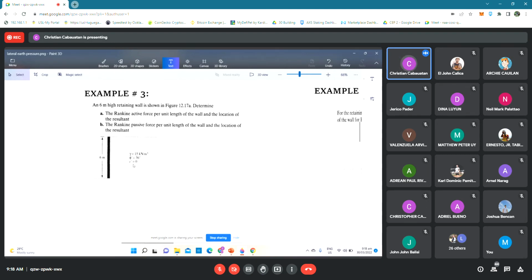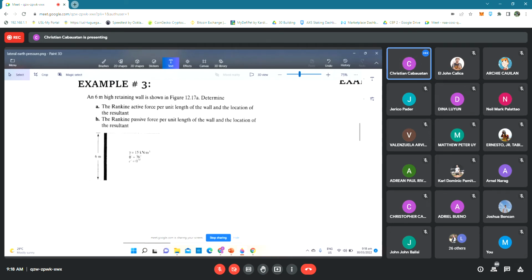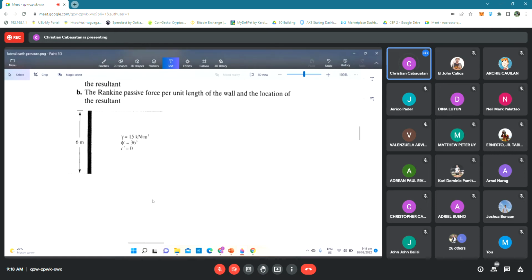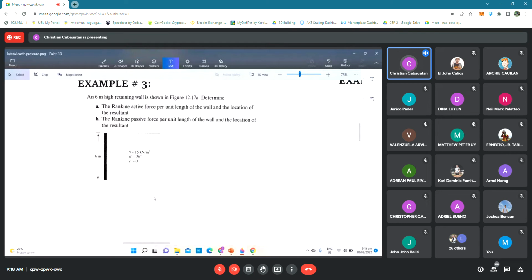Okay? So we are given this type of soil with properties of unit weight, which is 15 kilonewton per cubic meter, your internal friction, which is 36 degrees, and your cohesion, which is 0. And there is no additional surcharge effect. So, let's draw its effect first. Even though the diagram for the lateral earth pressure was not given, we will just draw it ourselves. Okay?